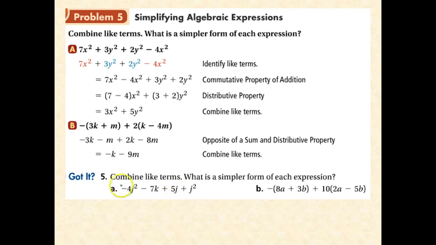Alright, pause this and try A and B here. Alright, so I'm going to use the commutative property to put my j squared over here by my j squared. Negative 4j squared plus j squared minus 7k plus 5j. Now the 5j is not a like term because it's not raised to the same power as these two are. But this is like negative 4 plus 1, which is negative 3j squared. And then I'm going to use the commutative property just to throw the j closer to the j squared. So plus 5j minus 7k.